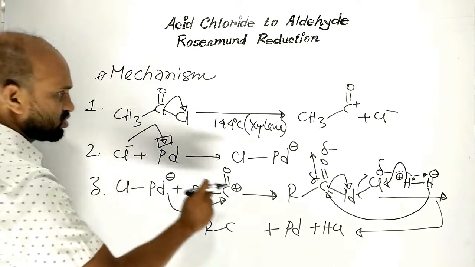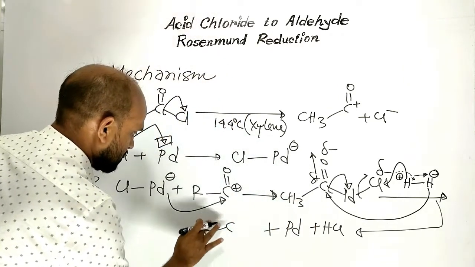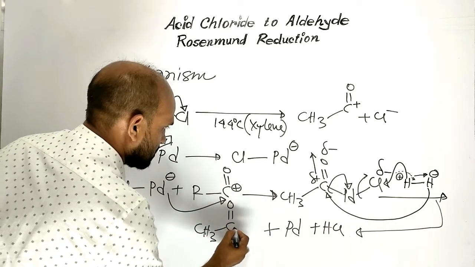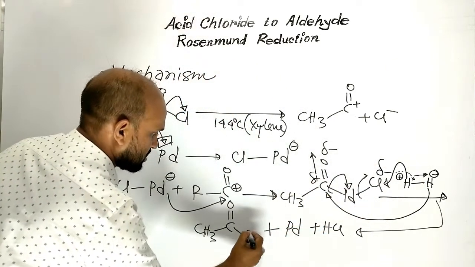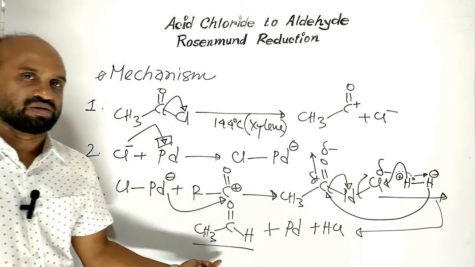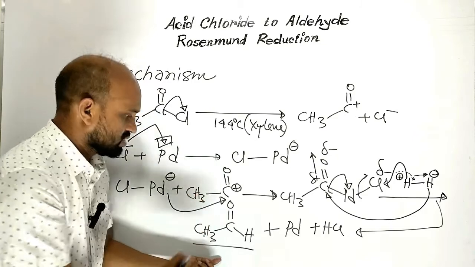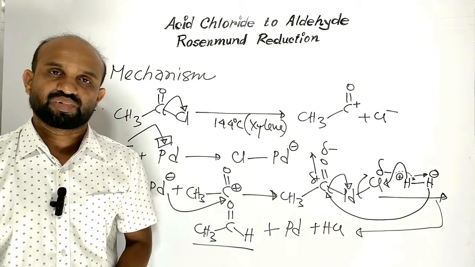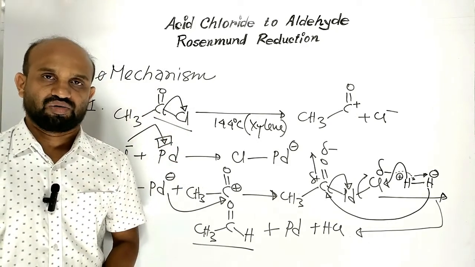The compound has an alkyl group. That is, here we can write the methyl group. Here the methyl group, oxygen, and with this carbon, this hydrogen is added. So aldehyde is obtained. Here we can write the methyl group. So this is the mechanism by which aldehyde is obtained from acid chloride or acyl chloride.